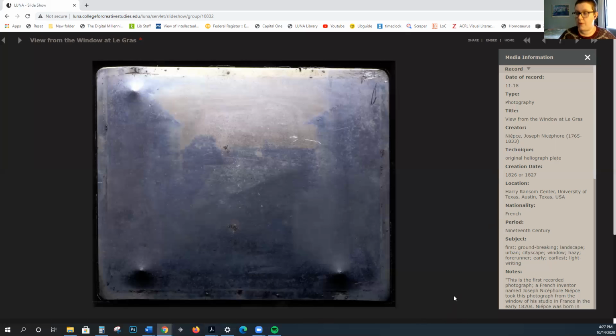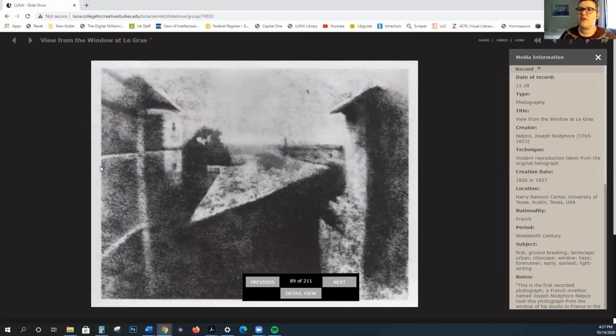So this work is pewter, like I said, coated in a chemical, put in a camera obscura facing the outdoors, so it's looking out a window, and you can really see that here. You can see the town here, and the landscape, the horizon.